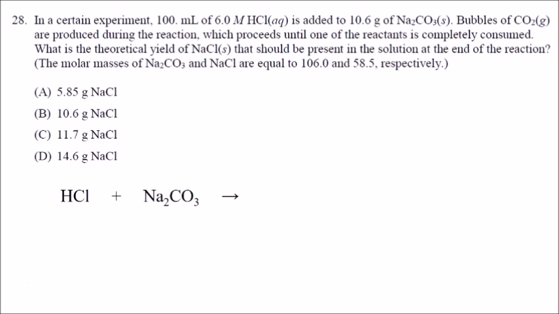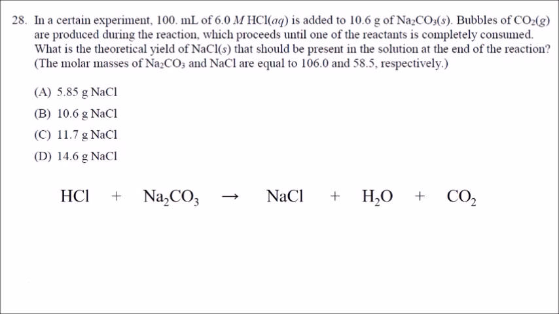So sodium would bond with chloride to give sodium chloride, and the H plus would bond with the CO3 to give H2CO3. Now, are these in fact the products of the reaction? Well, it said that bubbles of CO2 are produced. So what happens is the H2CO3 rapidly falls apart to give water and CO2. Here we have our unbalanced equation.